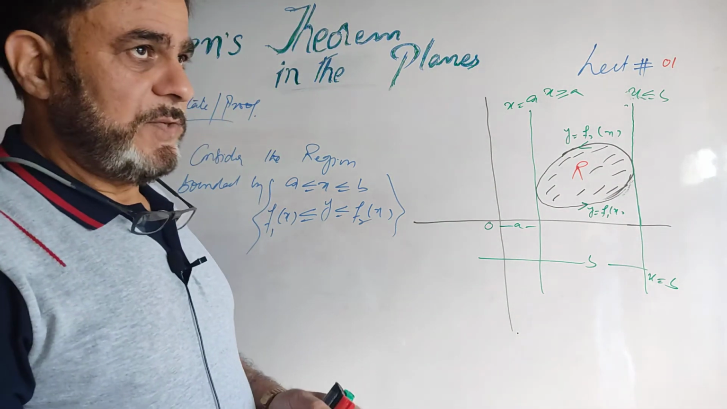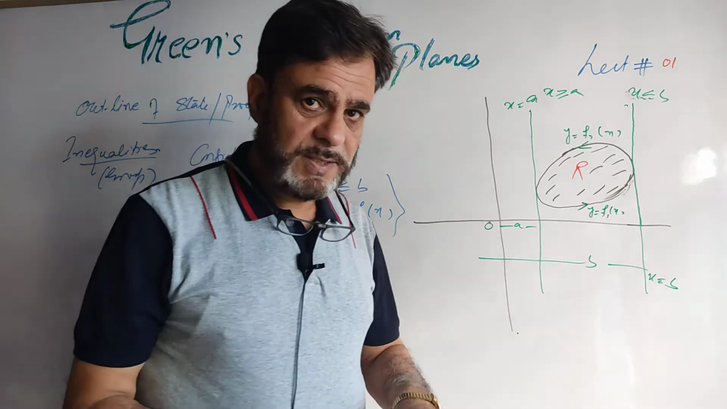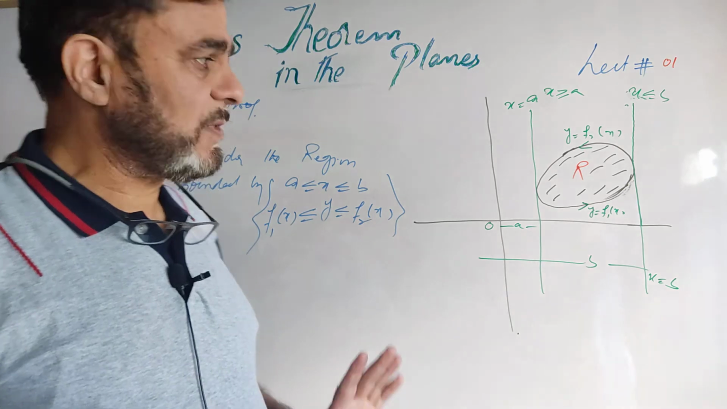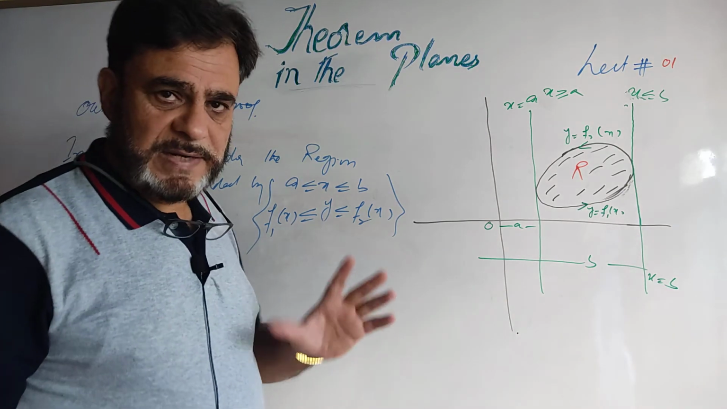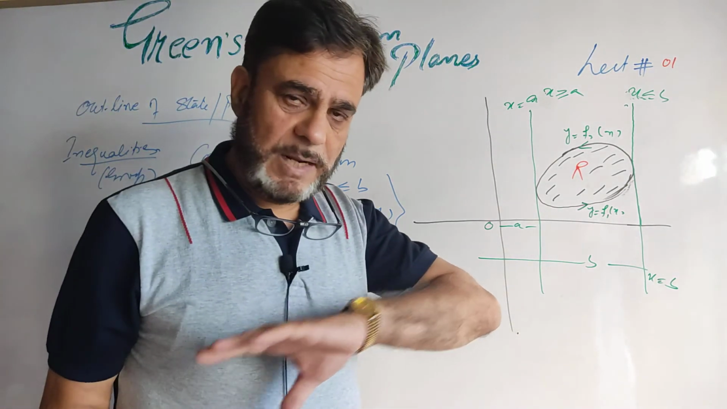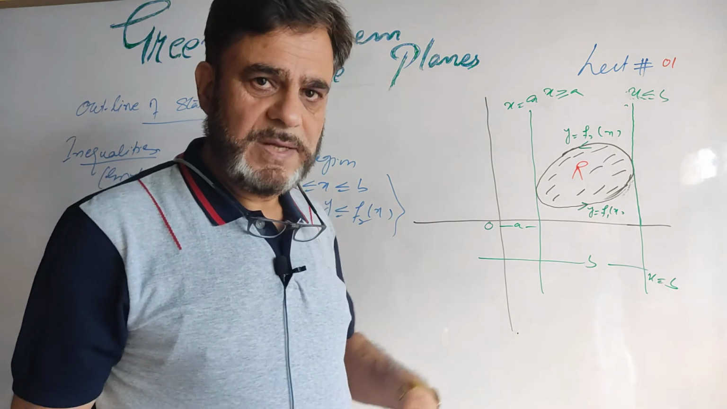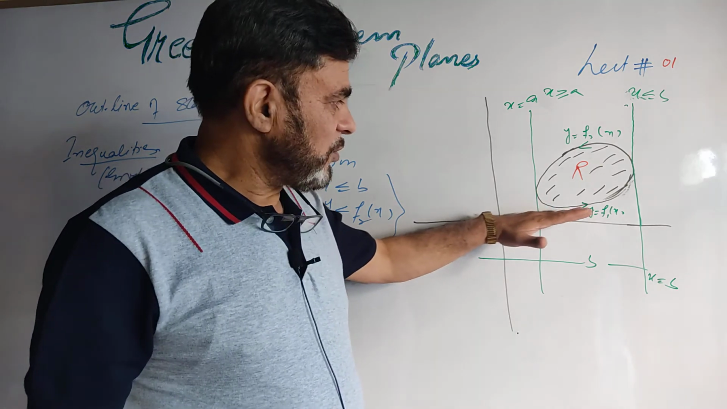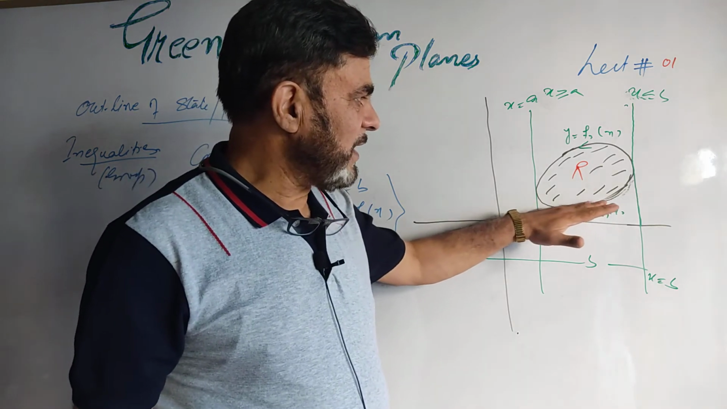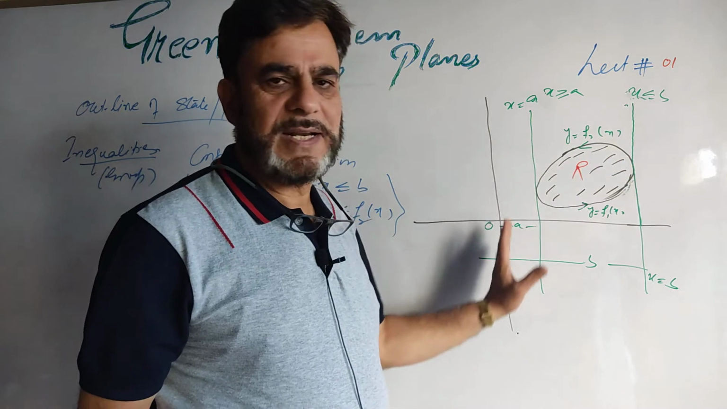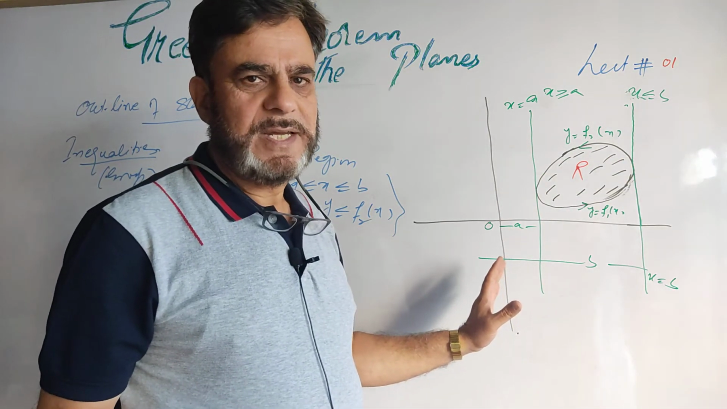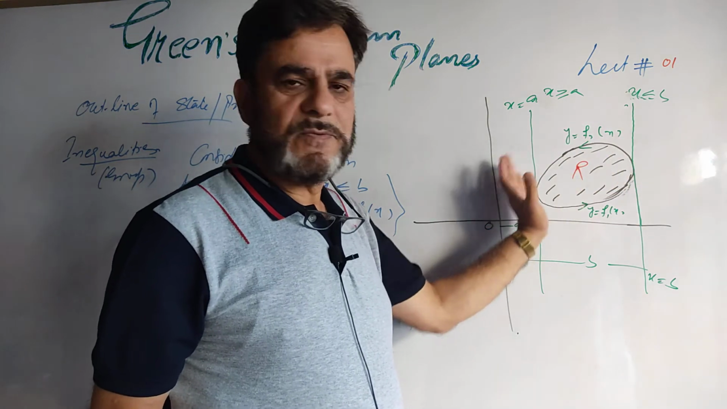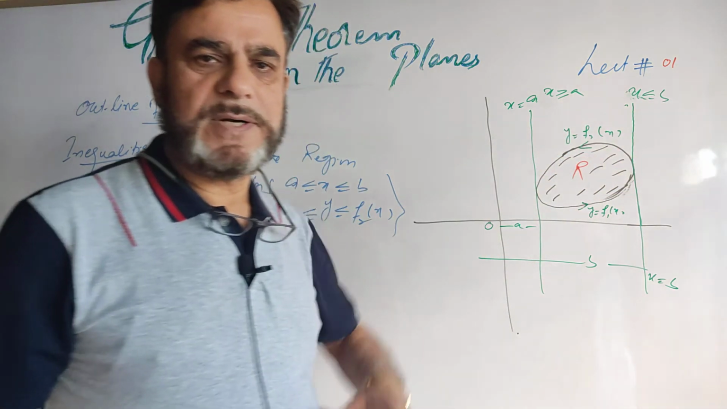Now the question is, when you take the positive path or closed path, you always take the direction counterclockwise. Why counterclockwise? When we talk of positive path, whenever you walk along the boundary, the region should always lie on your left. You see, you walk this way, and the region lies on your left. This is the positive path.